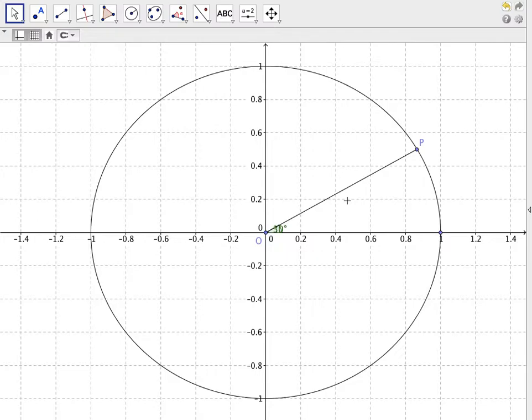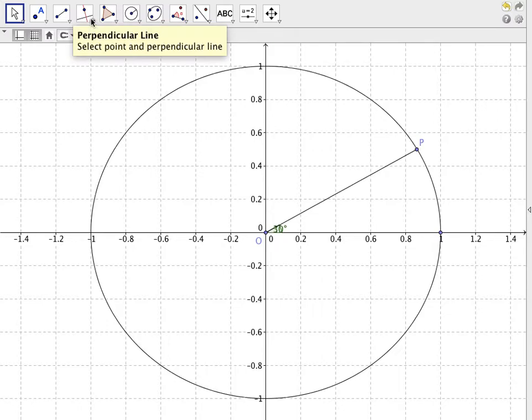Now I want you to pause the video and answer question number 2. What is the length of OP? I want you to show or explain how you know that length. Hit play when you're ready to continue.